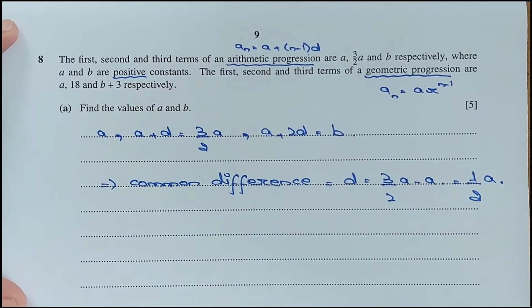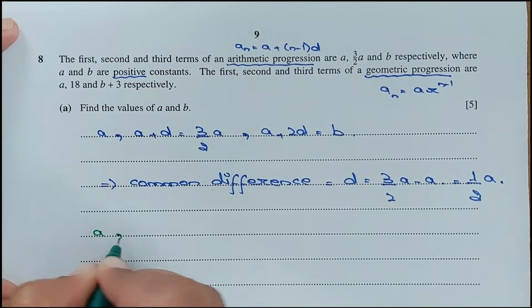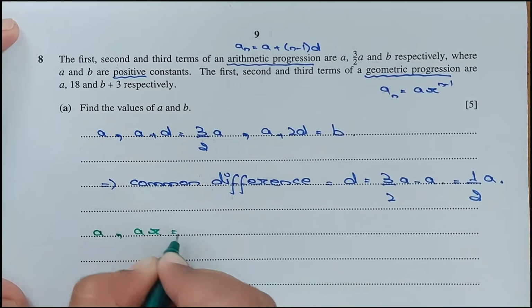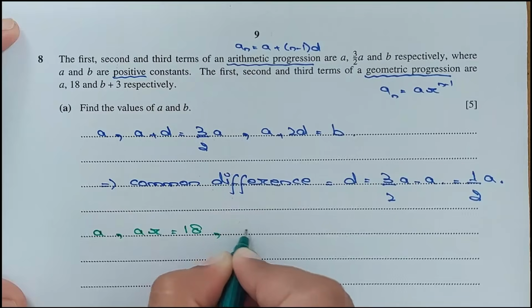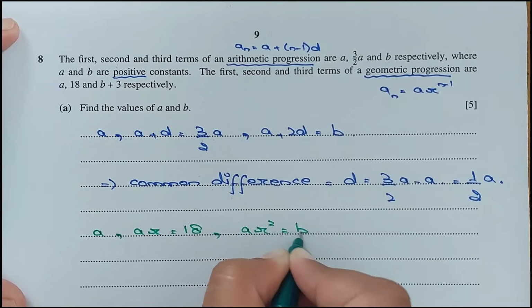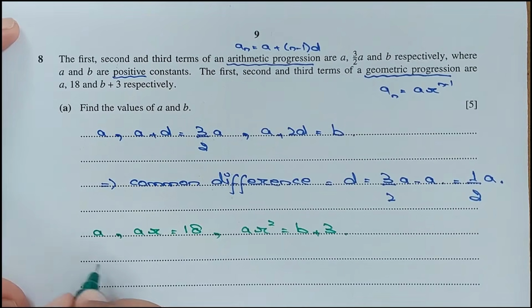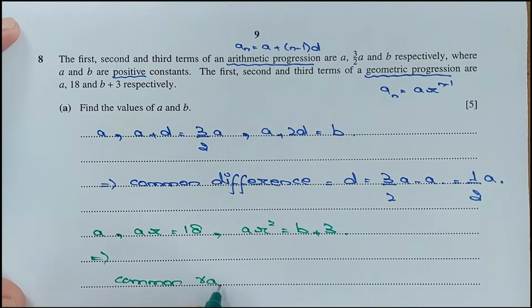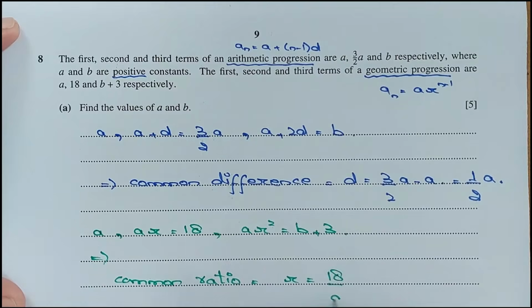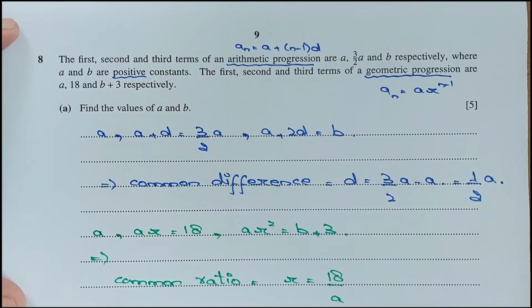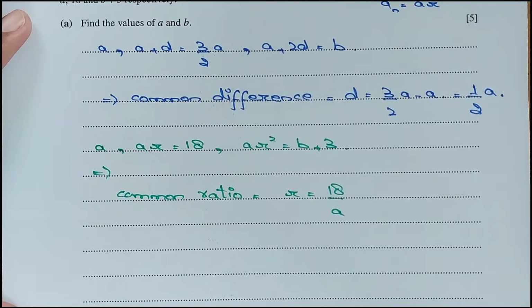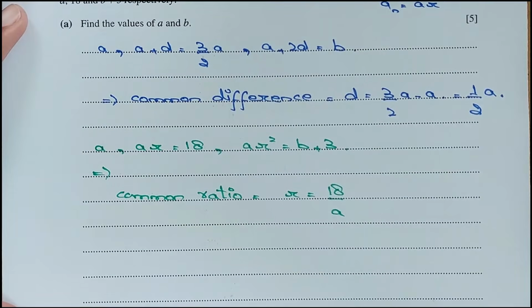Okay, so for geometric progression, we can say the first term is A, the second term AR is equal to 18. The third term AR square is equal to B plus 3. Right. So from here we can easily find the common ratio, the R value. The common ratio R is 18 over A. In terms of A, the R value is 18 over A. Right. Okay. Now for part A, find the values of A and B, and both should be positive constants, right?